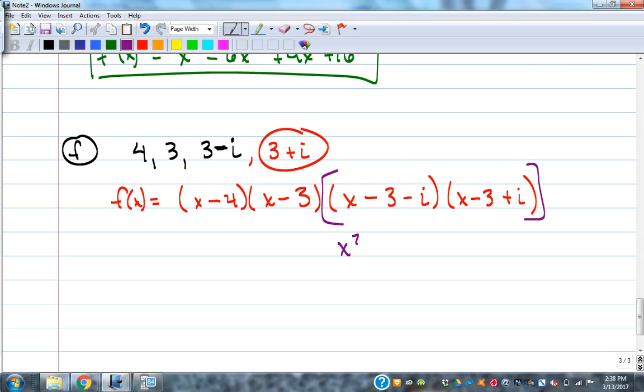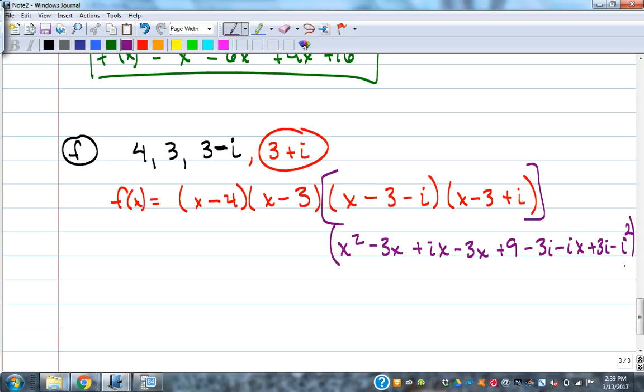x times x is x squared. Oh, it's an easy one. It's popsicle stick bridge. It's that easy. And then plus ix. And then here we have negative 3x again, and then positive 9 and negative 3i. And then I'm distributing the negative i. So that's negative ix, positive 3i, and negative i times negative i, or positive i, would be negative i squared.